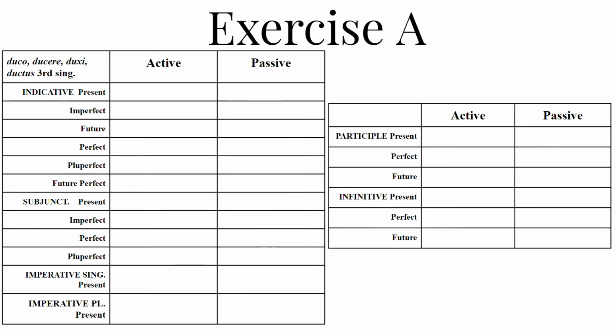Ordinarily, for a third conjugation, you would just chop off the RE from the second principal part, from the present active infinitive. For the passive, we have ducere. Imperative singular passive is ducere, second principal part. And then the plural is ducimini with an I. Ducimini. It's the same as the second person plural present passive indicative.